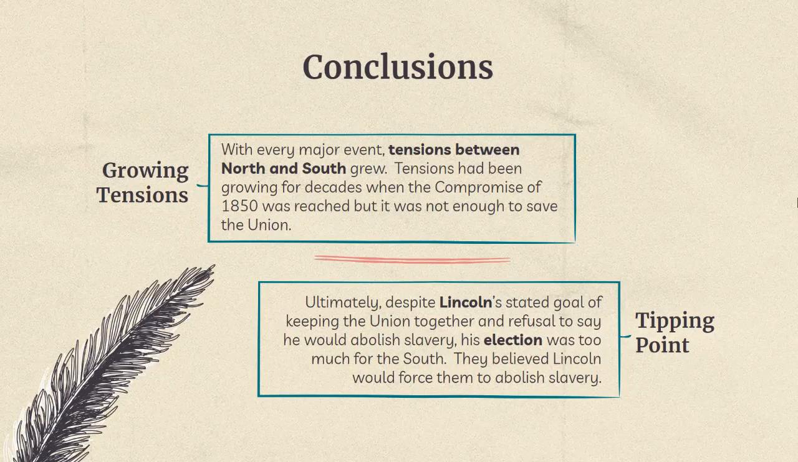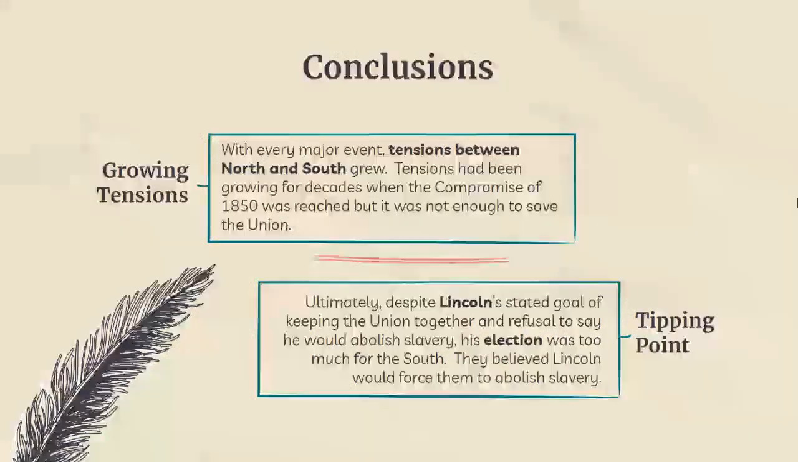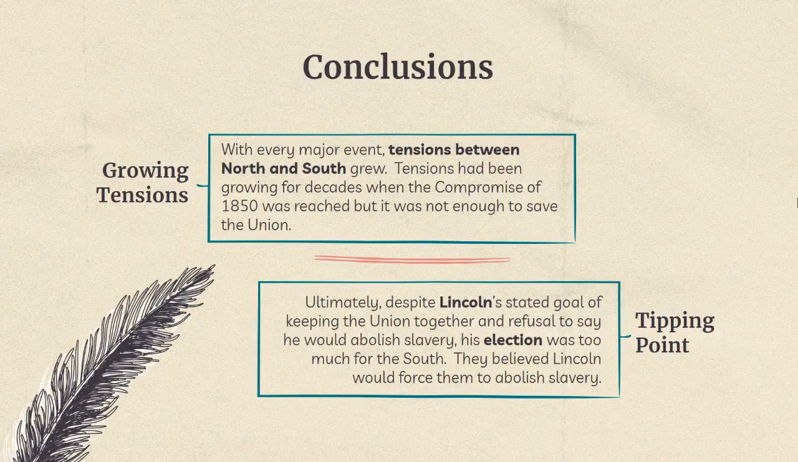A couple of conclusions before moving on to the next part of the unit. There are growing tensions between the North and the South. This is very evident in the 1850s. The 1850s start with compromise to kind of bring the country together, say we can move on as one. But by 1860 and the election of 1860, this is a big, big problem. And that is the tipping point, the election of Abraham Lincoln.